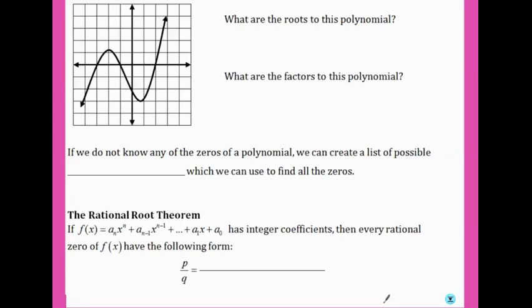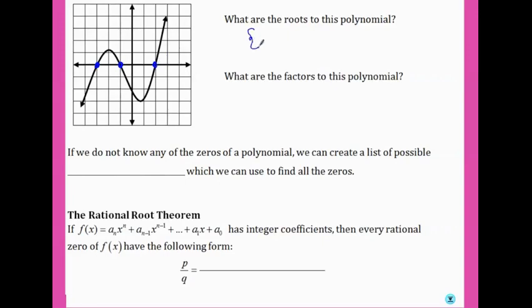Alright, today we're going to be learning about finding the rational roots of a polynomial. So let's start off by looking at the graph of this polynomial. Our first question asks us, what are the roots of this polynomial? And as you'll recall from the beginning of the year, the roots are the same thing as the x-intercepts.